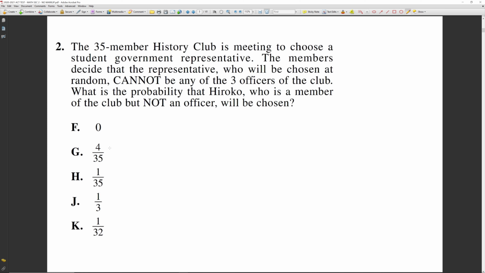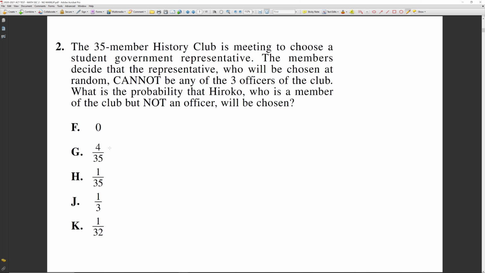Number 2, the question is at the end: who is a member of the club but not an officer will be chosen. Okay, let's keep that in mind. The 35-member history club is meeting to choose a student government representative. The members decide that the representative who will be chosen at random cannot be any of the 3 officers of the club. What is the probability that Horatio, who is a member of the club but not an officer, will be chosen?